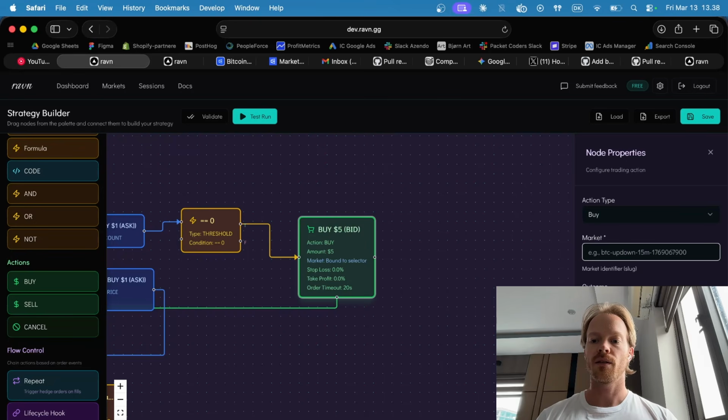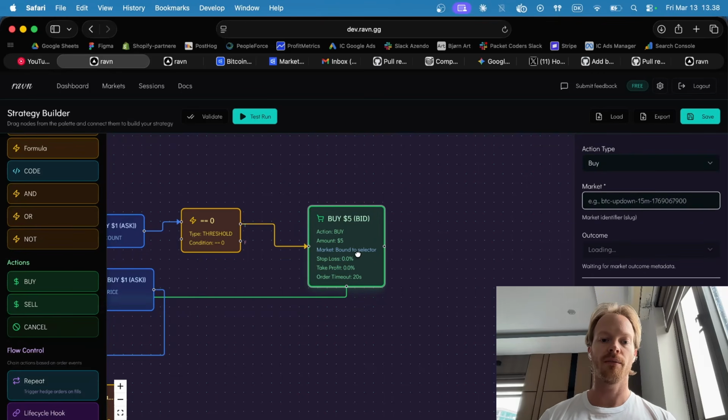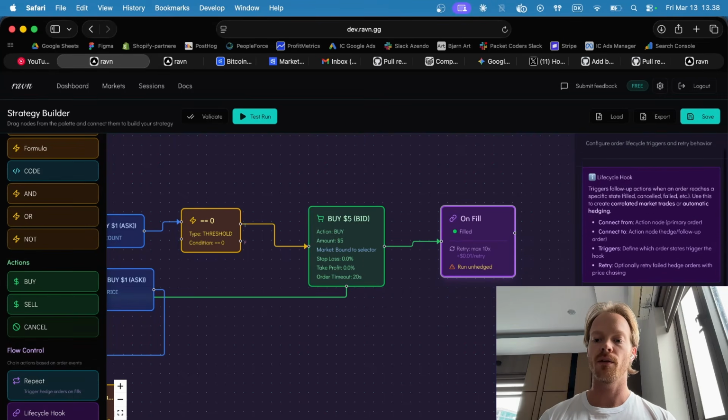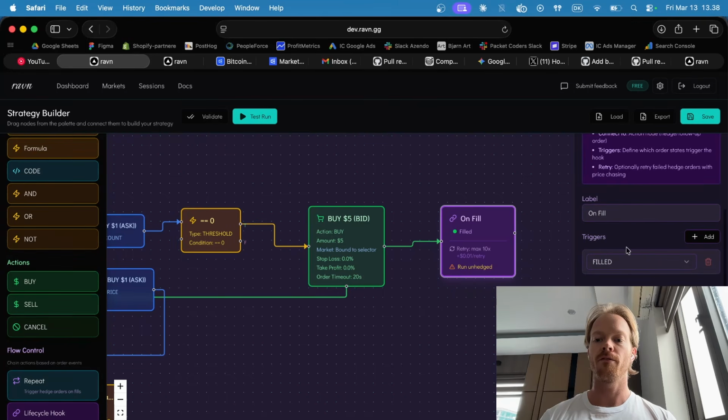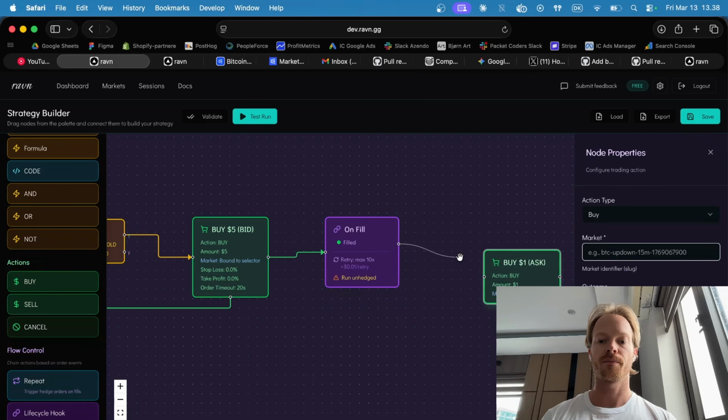But then in case the order is actually getting filled, which we don't want, we need to handle that if it gets filled. So that's where we have the Lifecycle hook, where we can use that. If you connect the buy action with the Lifecycle hook, you can define different triggers. Now the default is filled, but there are other options. So for example, you have partially filled, cancel, rejected, failed, and timeout. Okay, so for the sake of this example, we are just going to do filled. And then you can do another action and connect it.